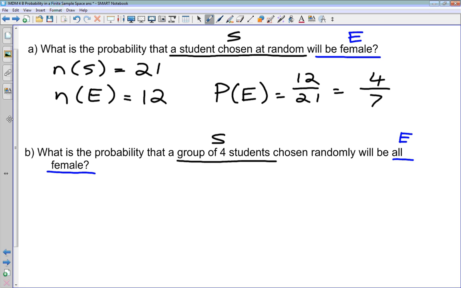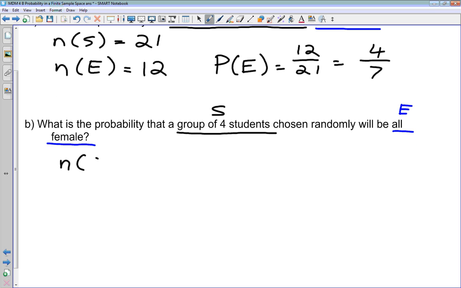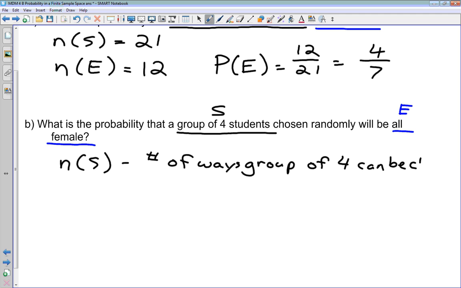So if we want to figure out how many elements there are in our sample space, we need to think of how many possible ways, let's actually write this out, the number of ways a group of 4 students can be chosen. So how many ways can we choose 4 students from our class of 21 if we have no restrictions on it? Well, Jacob, you look like you wanted to say it. That would be a permutation. We want to use a combination here.